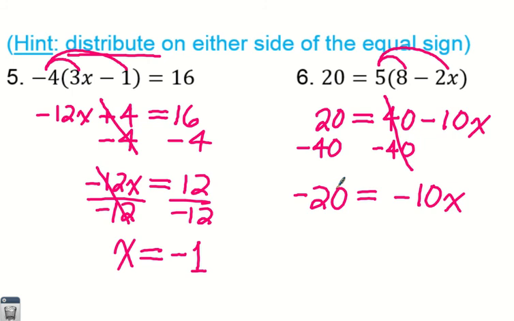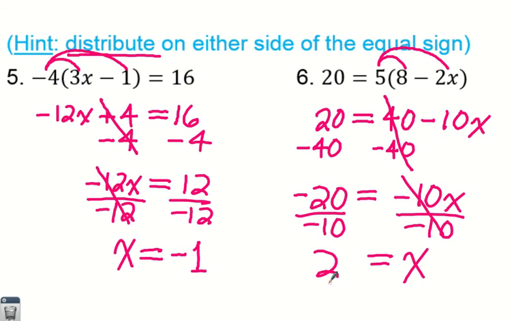What's the opposite of multiplying? We divide both sides by negative 10. And that's going to get x by itself, because the negative 10s cancel out. And negative 20 divided by negative 10 is positive 2.